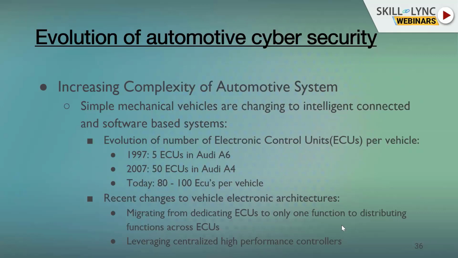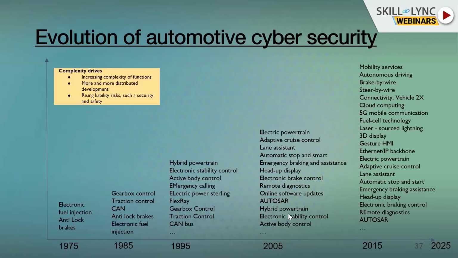Now more high performance controllers are coming into the picture. Microprocessors are being employed in the automotive industry also. Central gateways and all those things, if you see, run on very high-end 32-bit microprocessors.